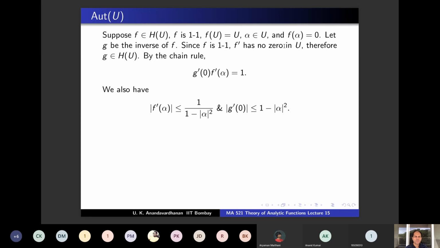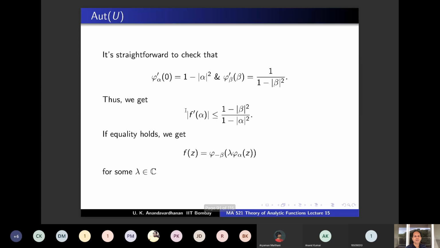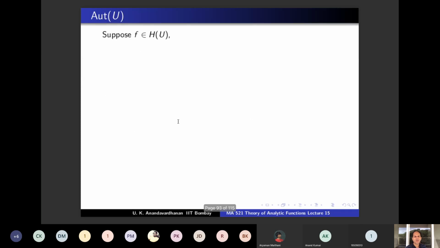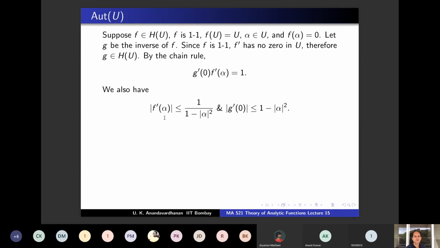You also have the same by the same argument. G of 0 is alpha. G is the inverse, so G of 0 is alpha. Therefore, mod G prime 0 is less than or equal to 1 minus mod alpha squared by 1 minus mod 0 squared. You get both of these from the identity that we have proved. Taking alpha and beta to be 0, you get one of those, and taking alpha to be 0 and beta to be alpha, you get the other one.